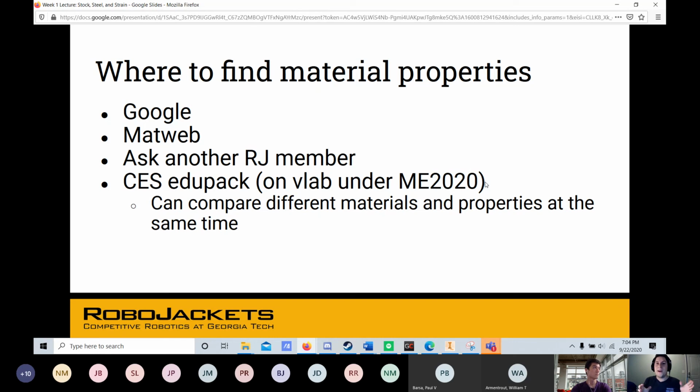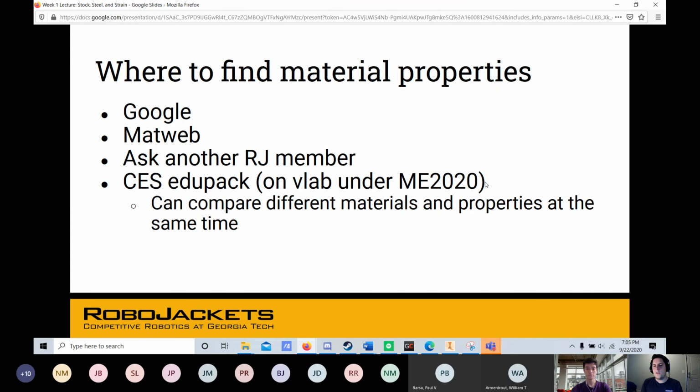But if you look it up in MatWeb, which is a huge database of different materials, you'll get a lot more than that. You'll get different strengths, different Young's modulus, different stiffnesses, at different temperatures, at different conditions, and it's honestly pretty crazy. I recommend you checking out MatWeb. The other thing that you can do is ask another RoboJackets member, since they've been using these materials for a lot of calculations, they probably know at the top of their mind.